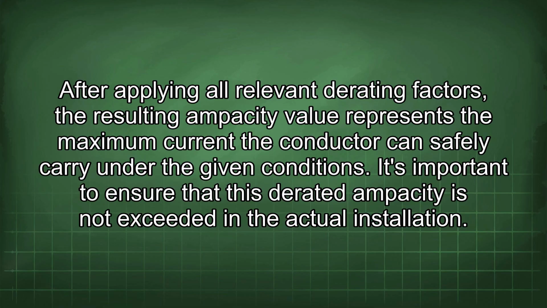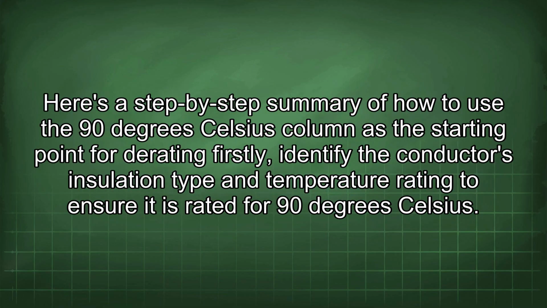It's important to ensure that this derated ampacity is not exceeded in the actual installation. Here's a step-by-step summary of how to use the 90 degrees Celsius column as the starting point for derating. Firstly, identify the conductor's insulation type and temperature rating to ensure it is rated for 90 degrees Celsius.